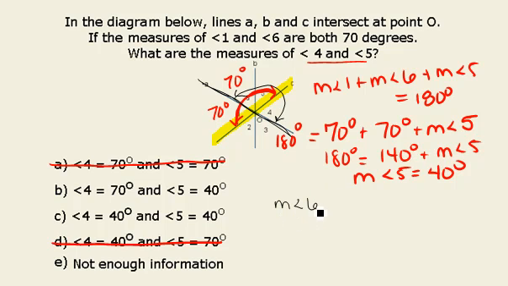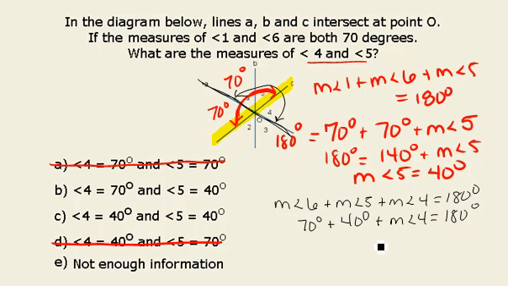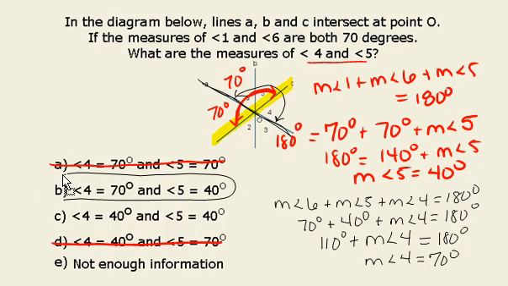Therefore, the measure of angle 6 plus the measure of angle 5 plus the measure of angle 4 must equal 180 degrees. Since we know the measure of angle 6 is 70 degrees and the measure of angle 5 is 40 degrees, we want to know what we would have to add to that sum in order to get to 180 degrees. We would see that we now have 110 degrees accounted for, and we want to know the measure of angle 4, so the measure of angle 4 plus 110 degrees equals 180 degrees. Therefore, we'll see that the measure of angle 4 must equal 70 degrees. This gives us B as our answer.